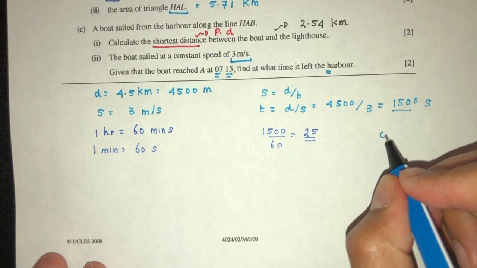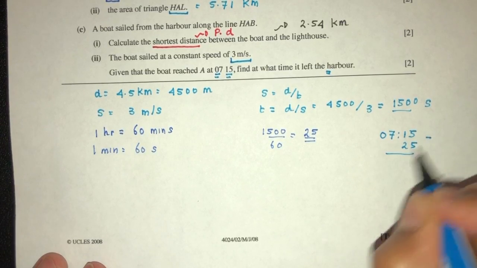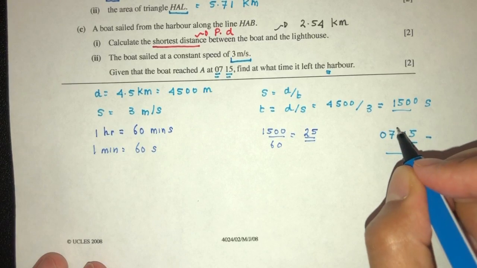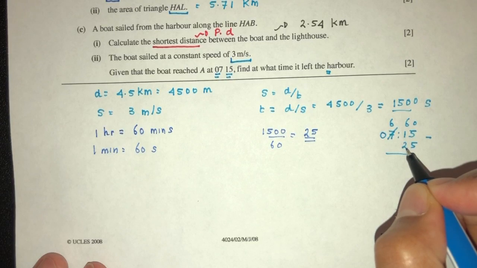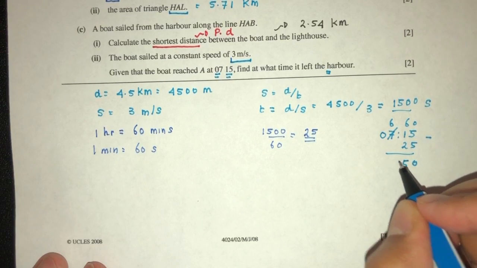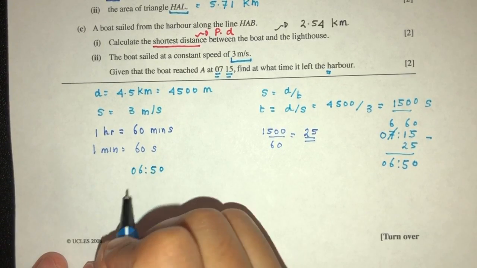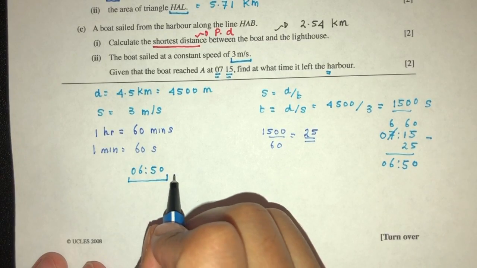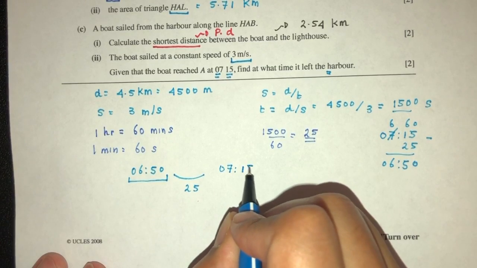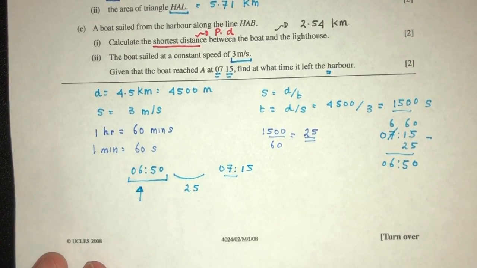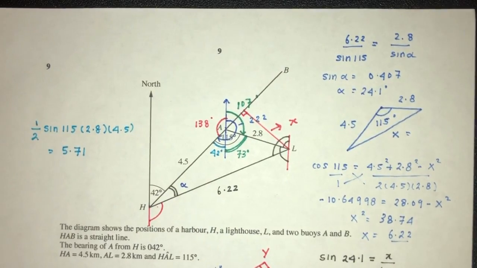So at the time 7:15, we have to minus 25 minutes. That will be 5 minus 5 is 0, that will be 6, and that will be 6 obviously. 6 minus 5 minus 2 is 4, 4 plus 1 is 5. So he would have left the harbor at 6:50, so that when it takes 25 minutes, he would arrive at 7:15 at the point A. So the time he left will be 6:50. Okay, and that will be part 2 of your question, and that is your question number 9.